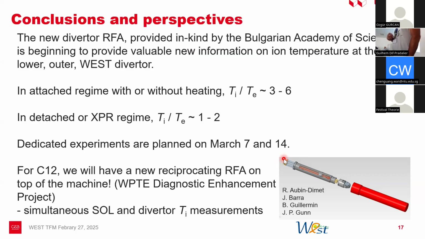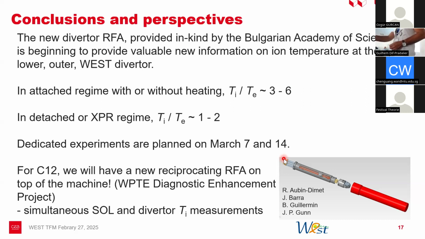So in the attached regime, with or without heating, we see that the ion temperature to electron temperature ratio is in the range of 3 to 6, whereas we always expected it should be about 1, based on hand-waving arguments, let's say. In the detached or the XPR regime, the ratio drops to about 1 or 2. So there are regimes where the ion temperature can be like the electron temperature, but we don't yet really know why, because the densities are similar. The fluxes are similar. Why should the temperatures be so different in the attached regime?